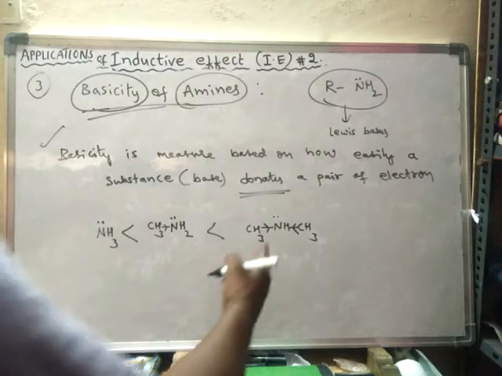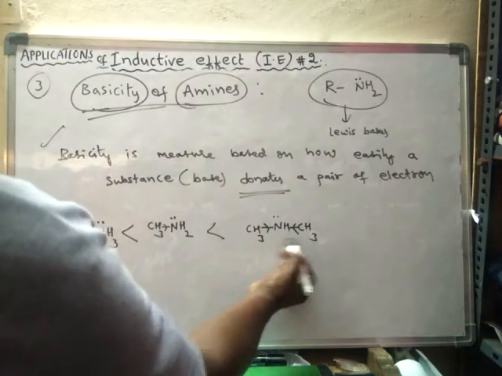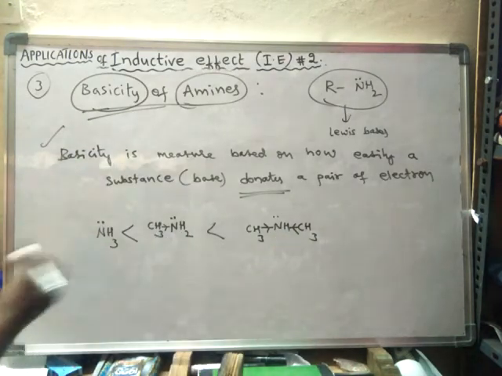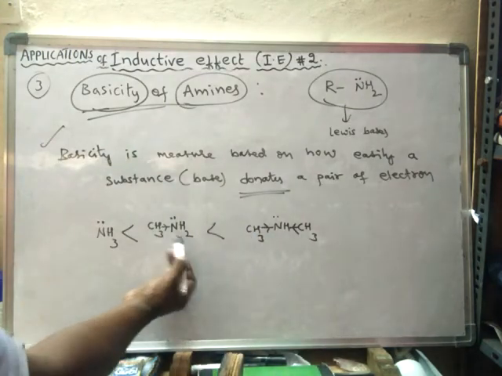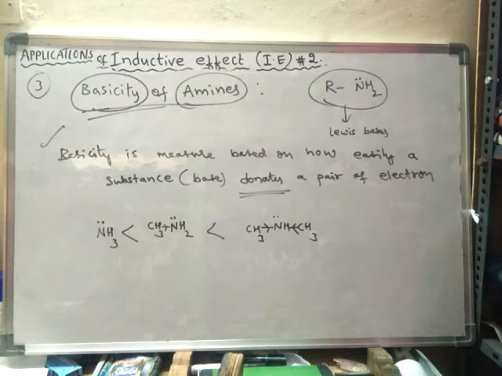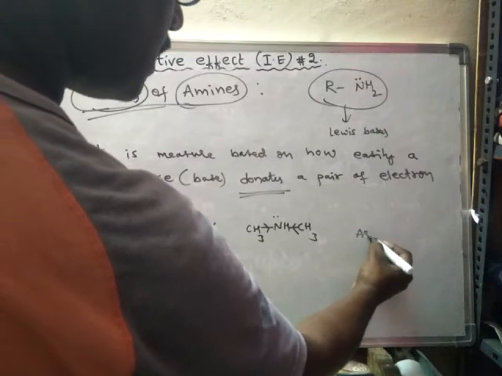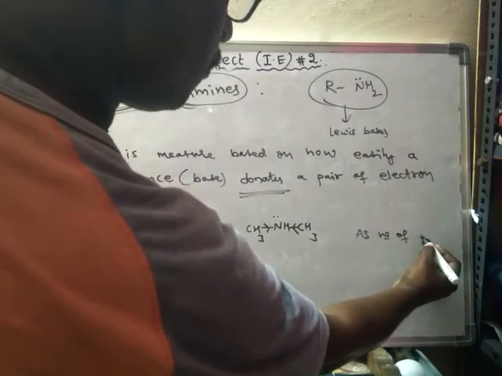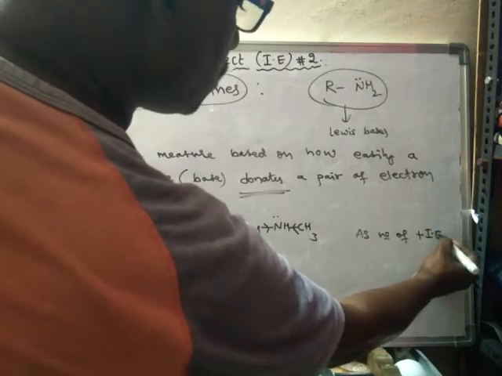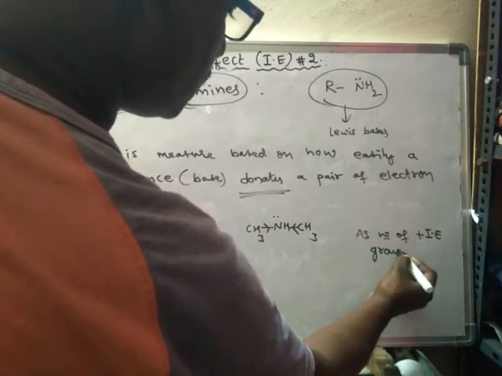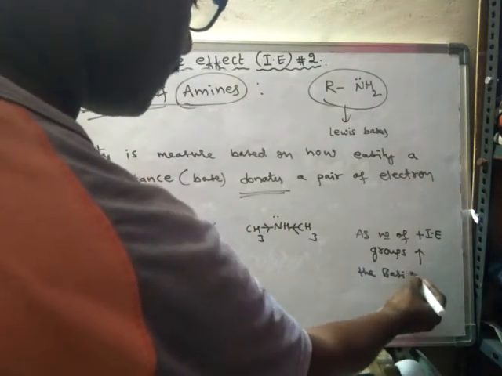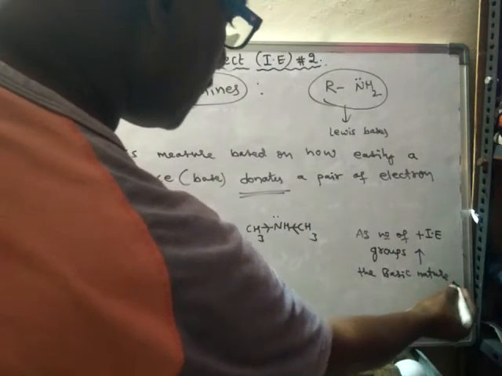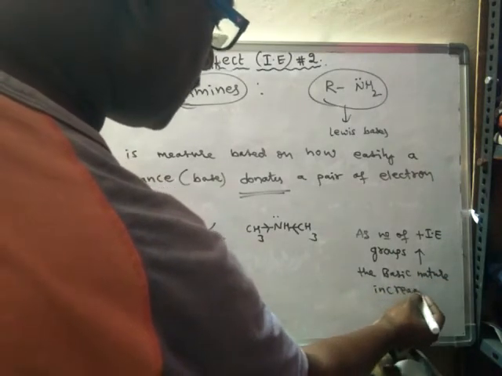This is called N,N-dimethylamine. This is methylamine, this is ammonia. Dimethylamine, methylamine, ammonia. Here, as the number of plus IE groups increases, the basic nature increases. Why does the basic nature increase?